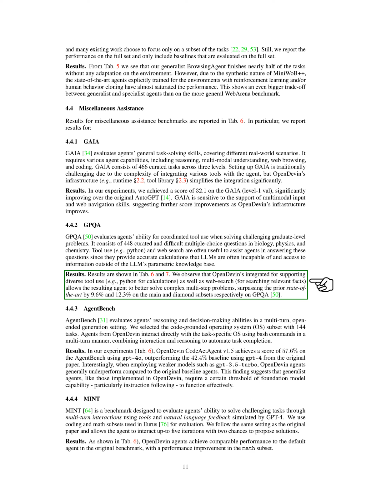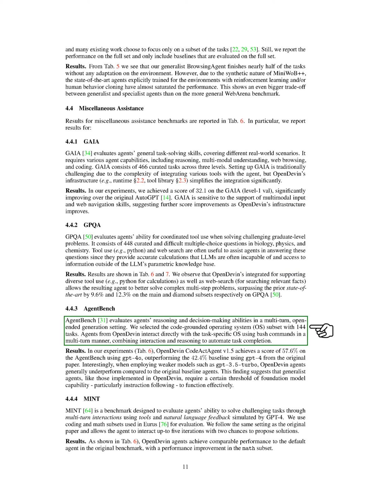subsets of GPQA, respectively. Next, we examine AgentBench, which assesses agents' reasoning and decision-making skills in a multi-turn, open-ended generation context. We focused on the code-grounded operating system subset, which includes 144 tasks. Our agents from OpenDevin interact directly with the task-specific operating system using bash commands in a multi-turn manner, combining interaction and reasoning to complete tasks.